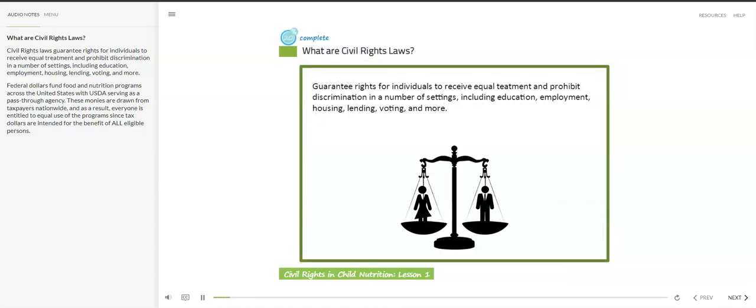What are civil rights laws? Civil rights laws guarantee rights for individuals to receive equal treatment and prohibit discrimination in a number of settings, including education, employment, housing, lending, voting, and more.